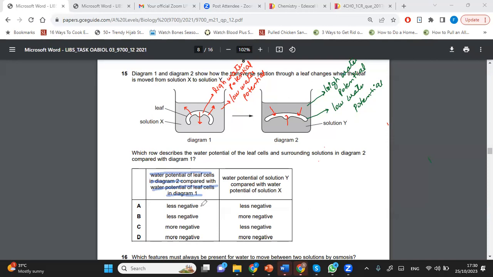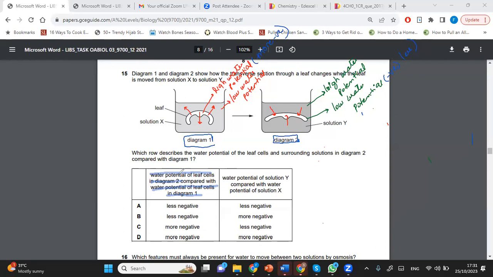Since the leaf has less water potential over here, it's going to be less negative, right? Over here, since I have a higher water potential within the leaf, it will be more negative because there is more water potential within the leaf. If we have a low water potential within the leaf, it's going to be less negative. So diagram 2 is less negative and diagram 1 is more negative.